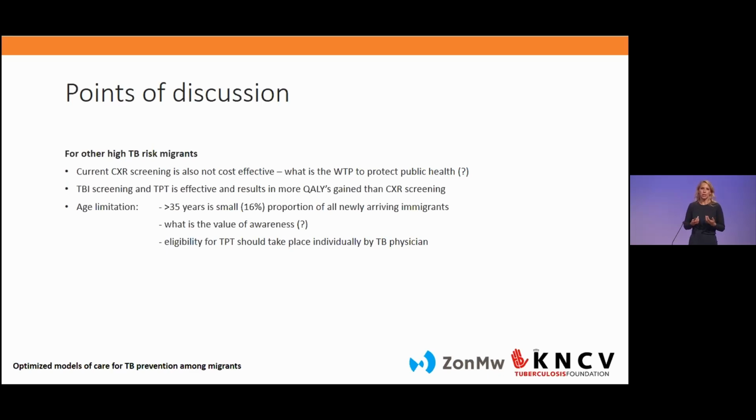An argument for not screening migrants older than 35 years is that there is a higher risk of side effects from tuberculosis preventive treatment. However, if preventive treatment is not provided, there still might be value in awareness, being aware that you are latently infected, and if you develop a chronic disease that is a risk factor for reactivation, that could be very valuable. Furthermore, the eligibility for TPT should be determined individually by the TB physician rather than in a policy as a whole. These are factors that should be taken into consideration by policymakers when making decisions on the policy for LTBI screening.